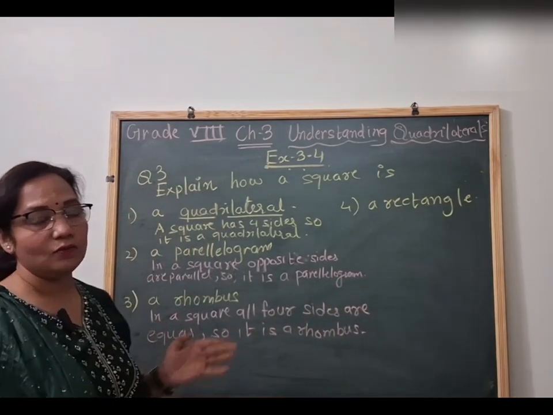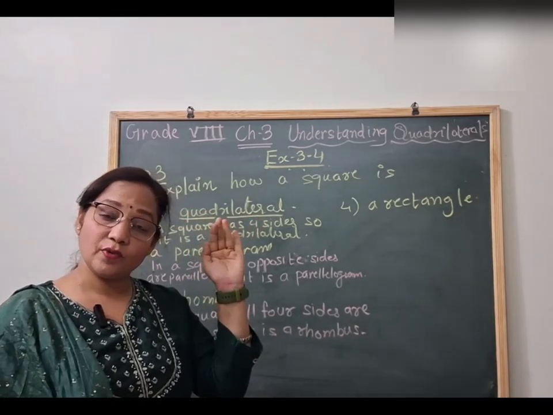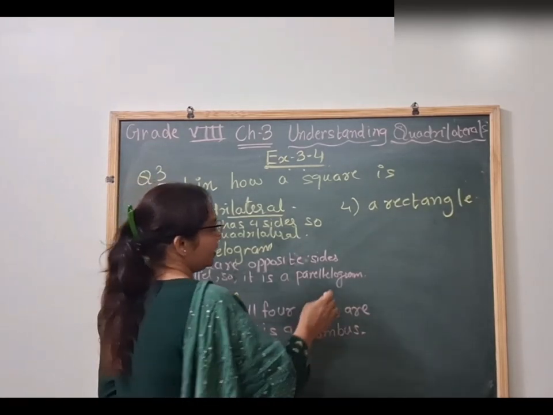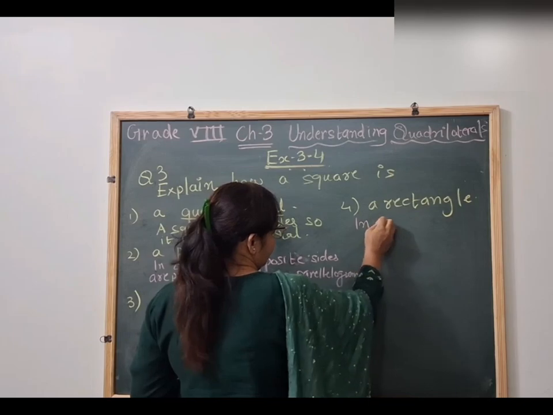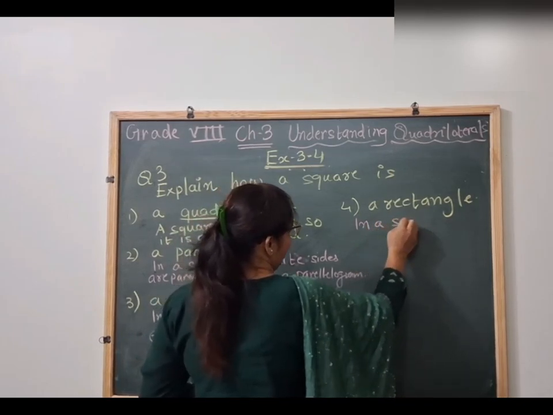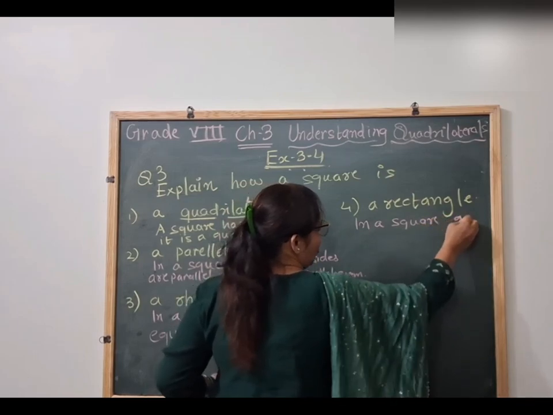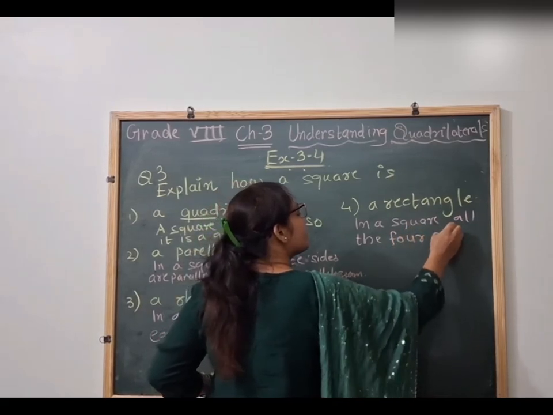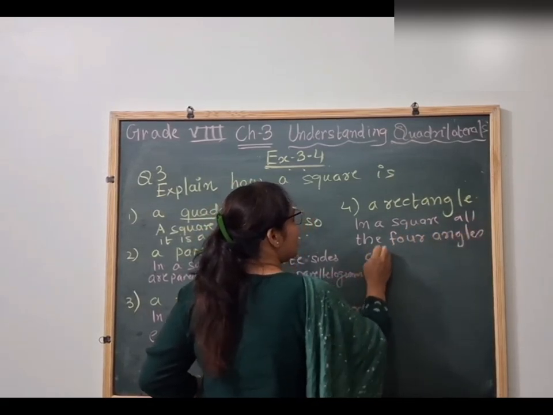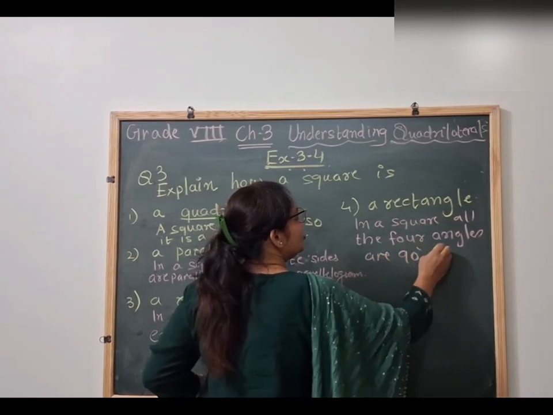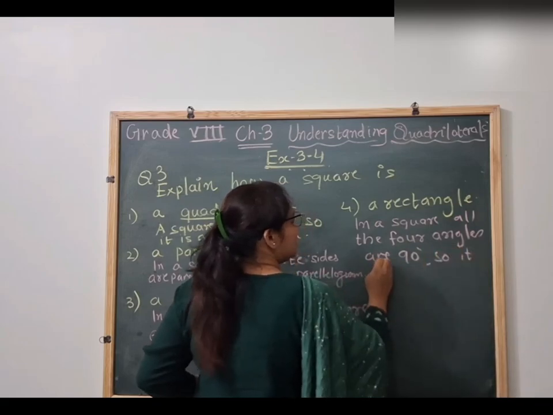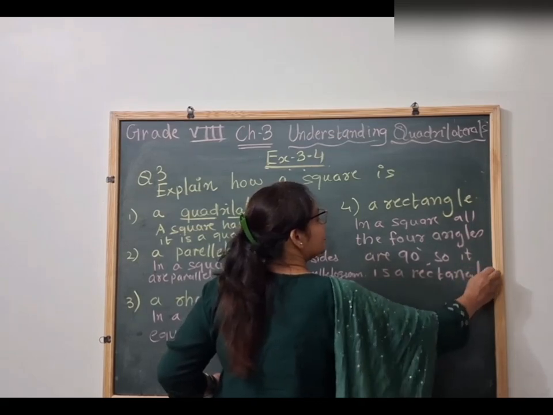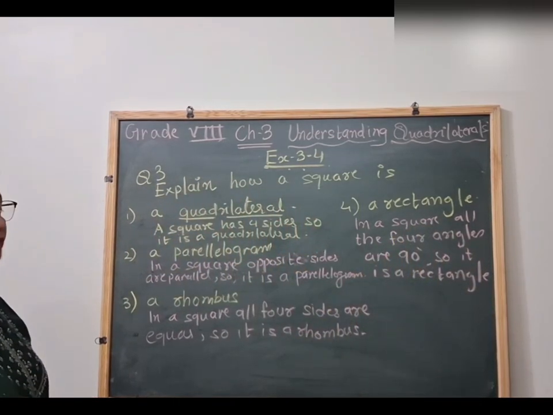Again, in a rectangle, what is common that you can find in a square? Recall students, very simple, all the four angles are 90 degrees. So in a rectangle, in a square, all the four angles are 90 degrees, so it is a rectangle. Okay, so we have done question number 3 also students.